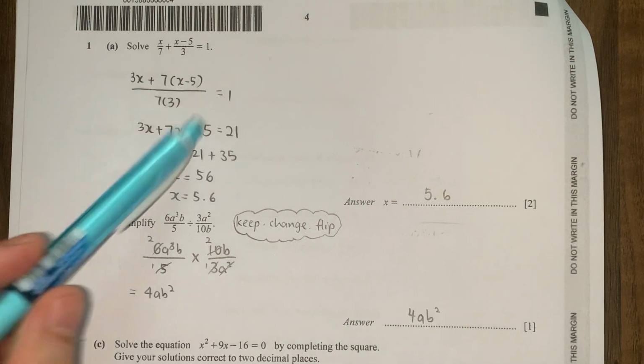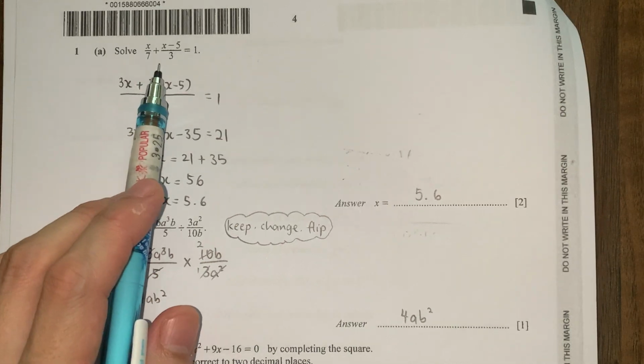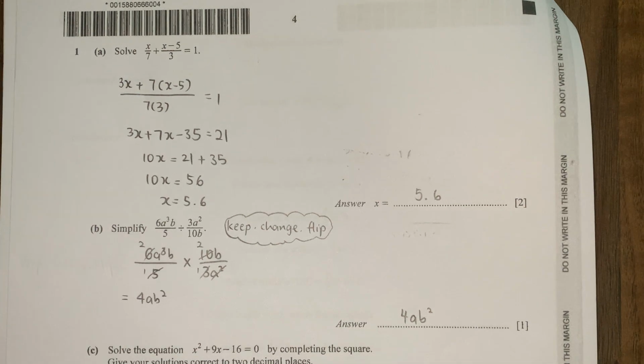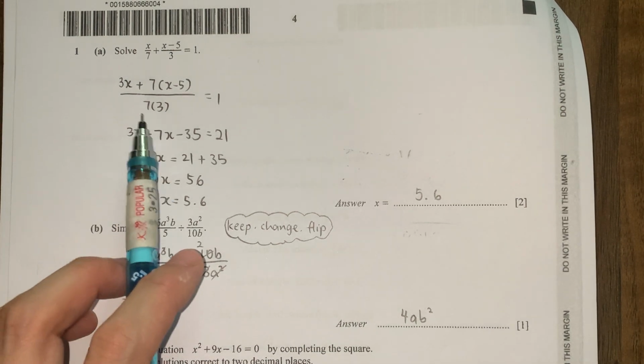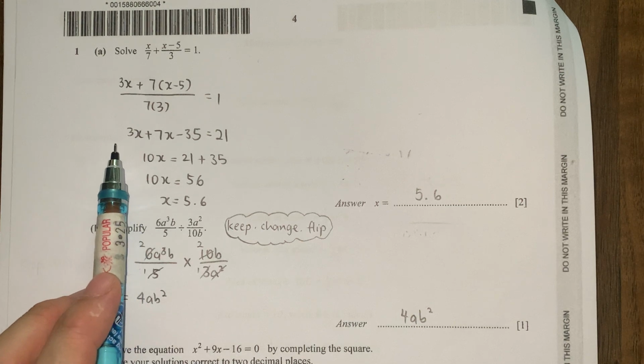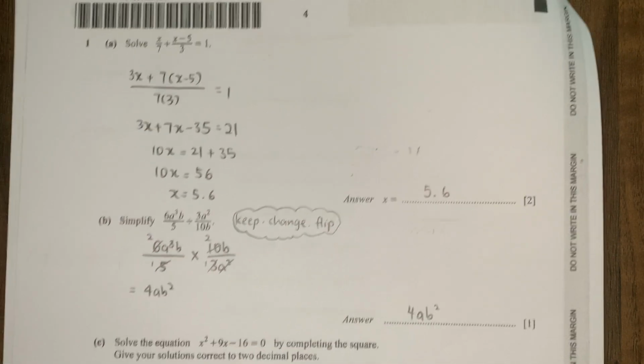I have the denominators 3 and 7. I just got to change both to 21, so times 3 and times 3 on the 21. Basically after you do that, you can cross multiply and you get a 21 here, and then from there you just do the normal solving, and then that's it.